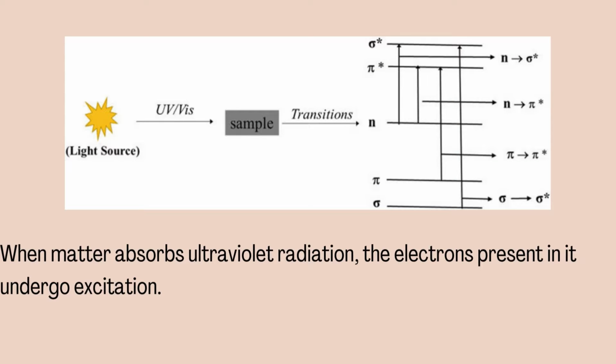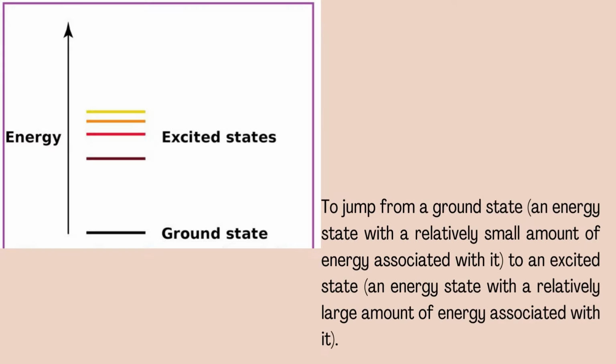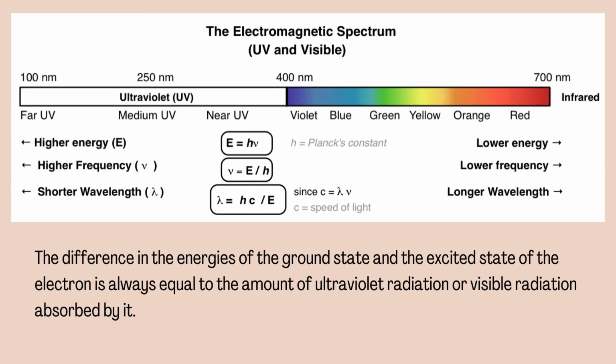When matter absorbs ultraviolet radiation, the electrons present in it undergo excitation. This causes them to jump from a ground state, which is an energy state with a relatively small amount of energy associated with it, to an excited state, which is also an energy state but with a relatively large amount of energy associated with it. It is important to note that the difference in the energies of the ground state and the excited state of the electron is always equal to the amount of ultraviolet or visible radiation absorbed by it.